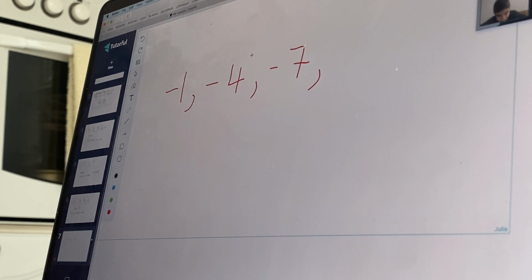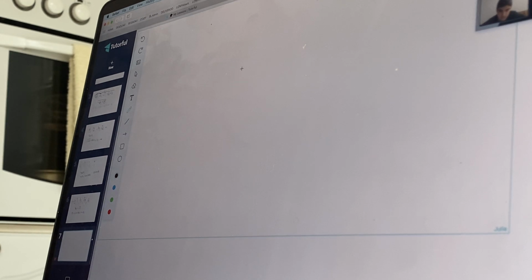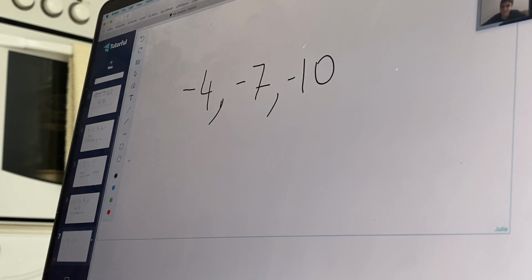Sorry. Let's change this up a little bit. -4, -7, -10, -13. So lots of negatives in this one. How would you find, first of all, we'll start by finding the nth term here. How? Subtract 3. Oh, sorry, I'm having problems with computers.